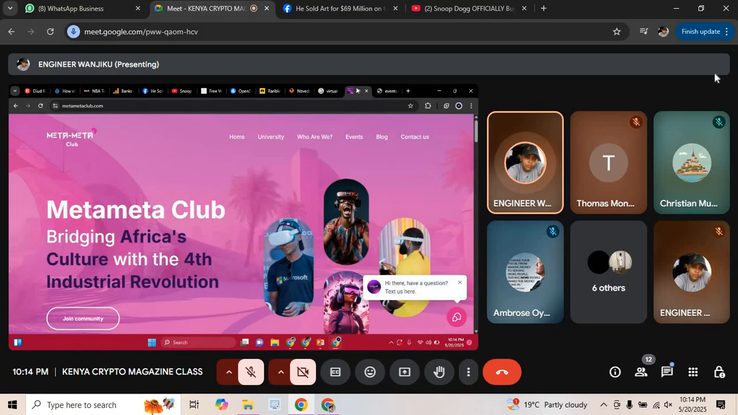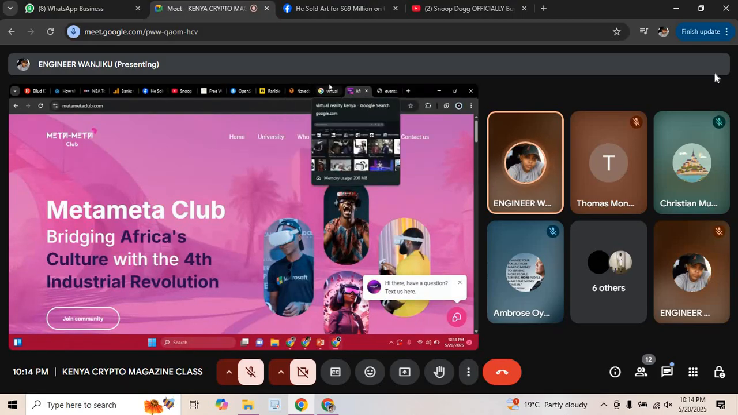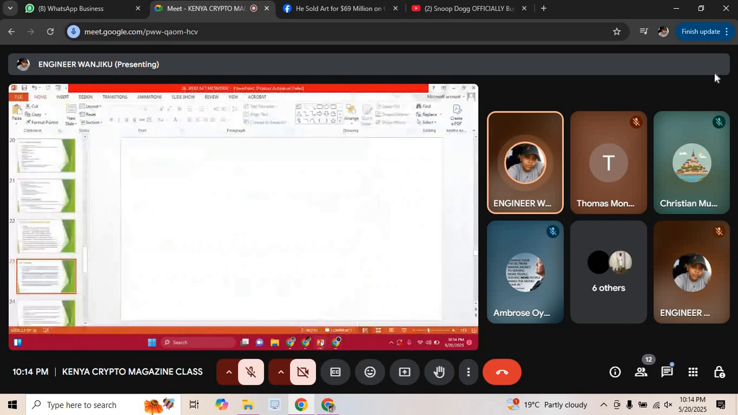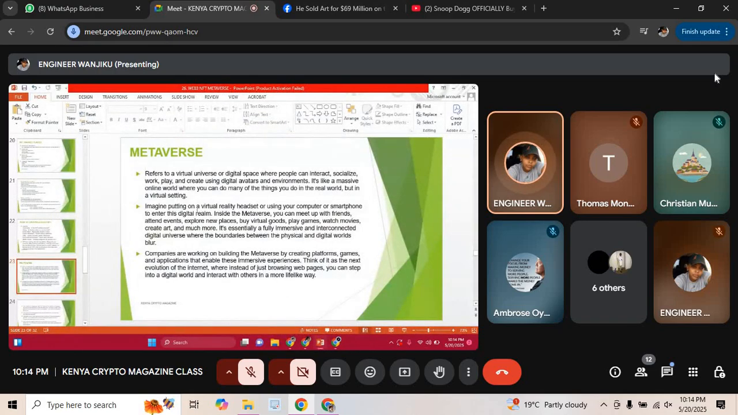They are a group of guys who are metaverse architects. Yeah, they code these spaces, or they create this metaverse. Anyway, imagine putting on a VR headset, or using a computer or smartphone to enter this digital realm.